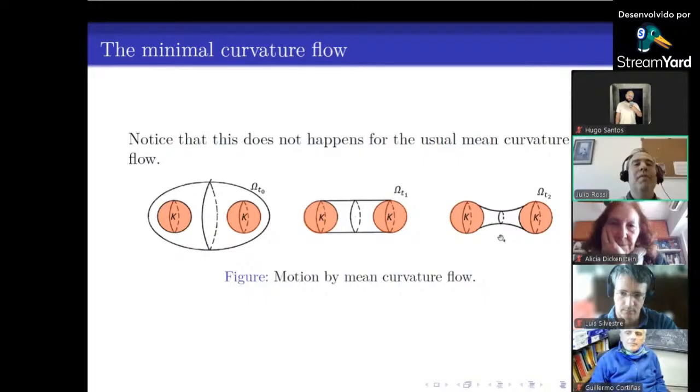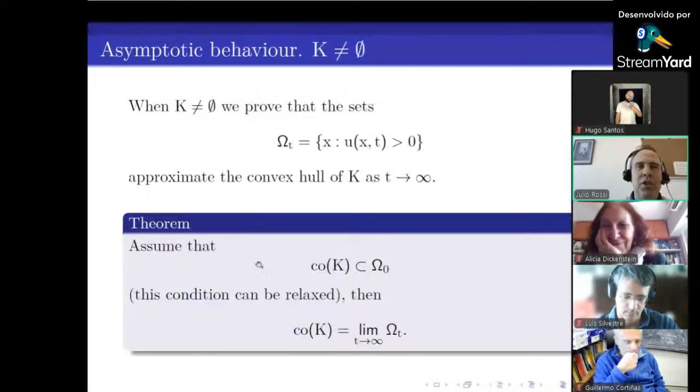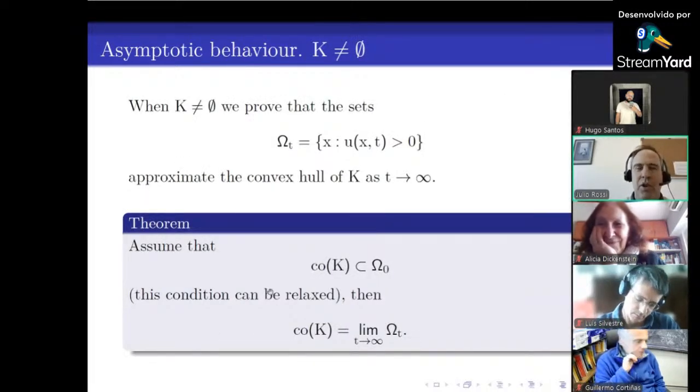One question that should be interesting to answer as well is, if you start with a convex initial configuration, with omega 0 being the boundary of a convex set, whether the evolution by minimal curvature remains convex forever. And I think that this is true, but this is not proved, and this is not the reason why this convergence holds.